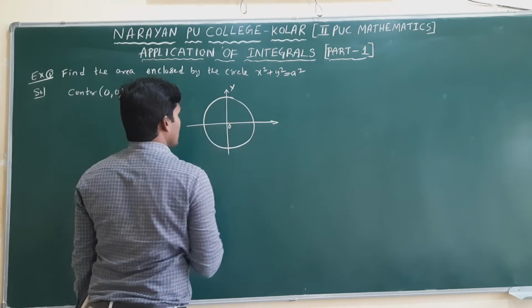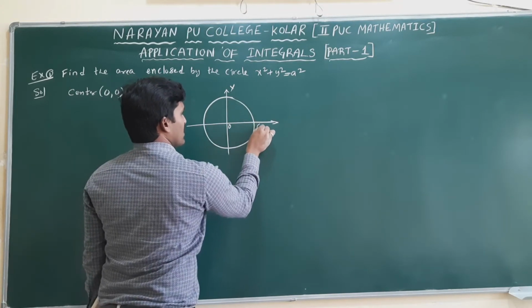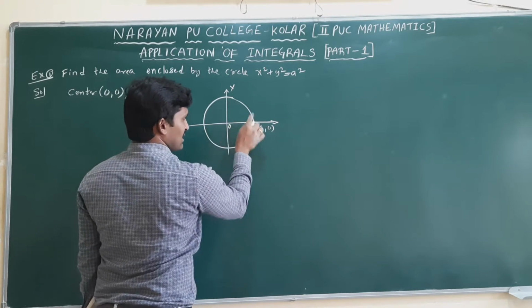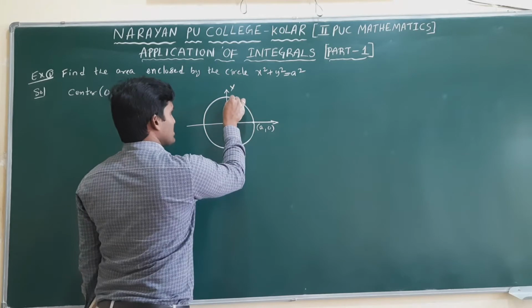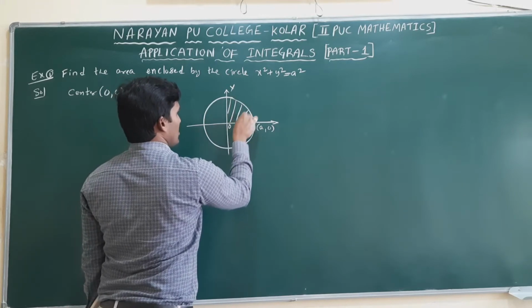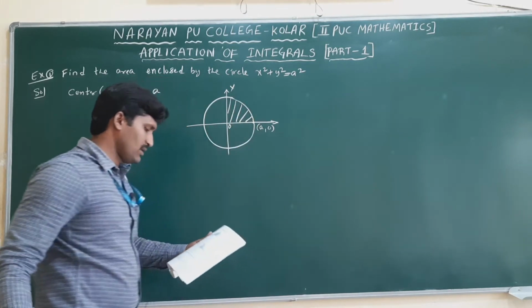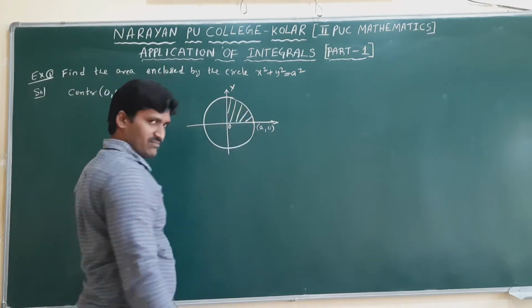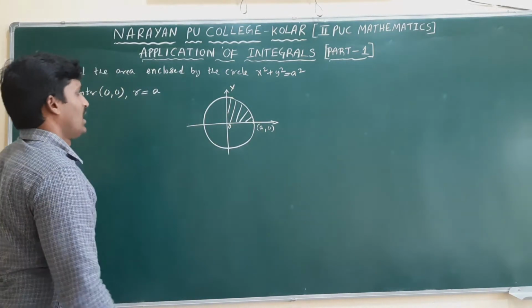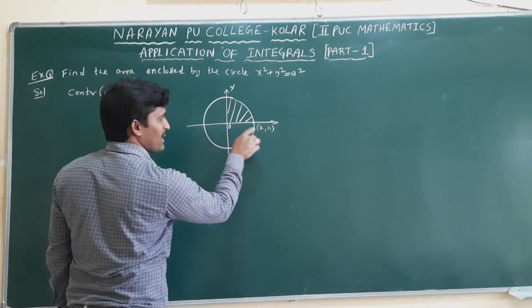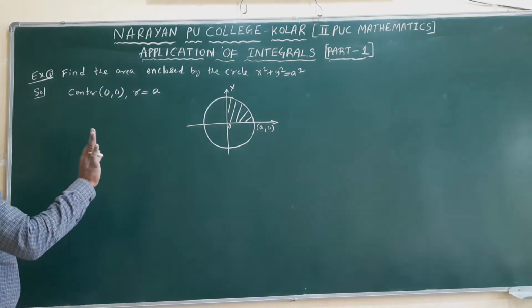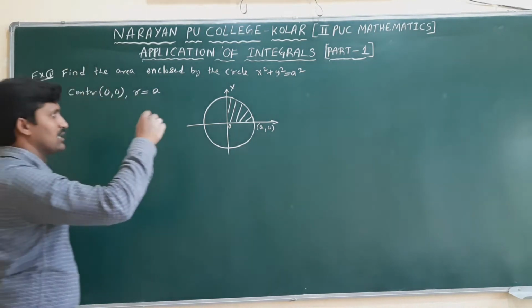This is the center of the circle, radius is a, that is a comma 0. This length is clearly a. Each one part is equal to remaining 4 parts. We need to find complete area only. To find complete area, we will find only this region. Clear? Now for this lower limit is 0, upper limit of x is what? A.